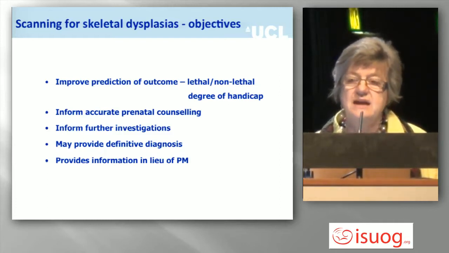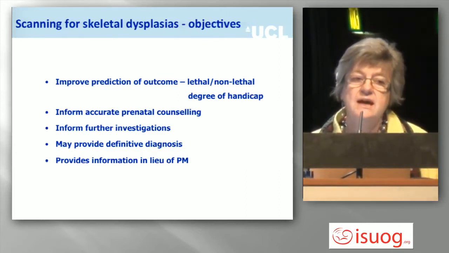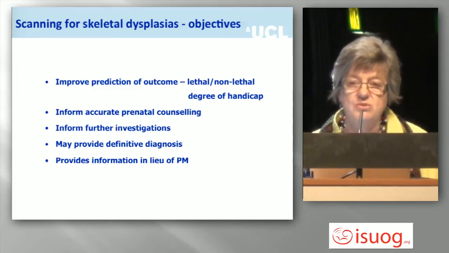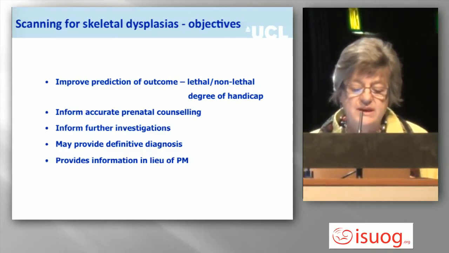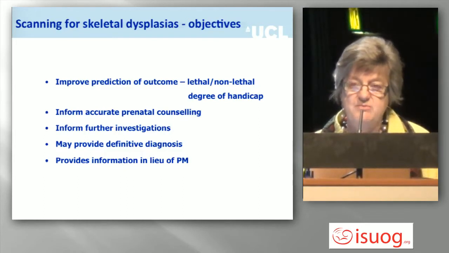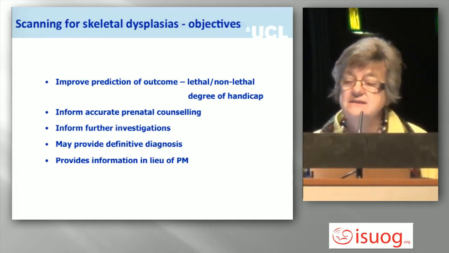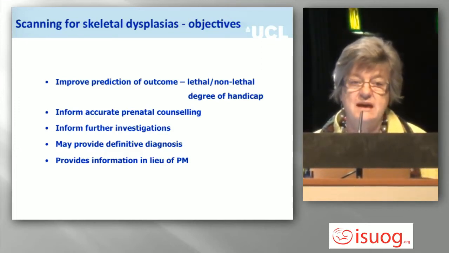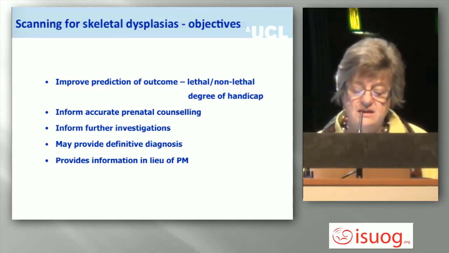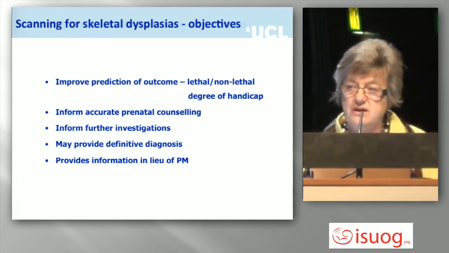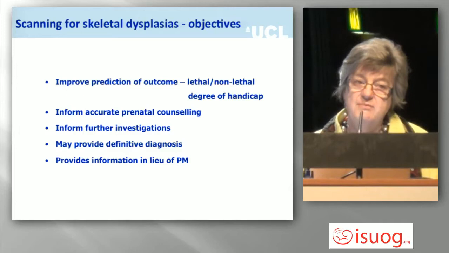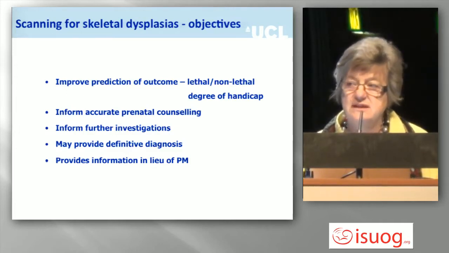And in the main, the handicap here we're talking about is one related to short stature, because the vast majority of fetuses with a skeletal dysplasia will have a normal intelligence. So what we're doing is we're informing accurate prenatal counselling and also informing further investigations. And in some instances, as I've just explained with campomelic dysplasia, we can come very close to making a definitive diagnosis based on our ultrasound findings. And the other thing is that a number of parents still decline post-mortem, and so our findings in the ultrasound clinic can provide information in lieu of a post-mortem.